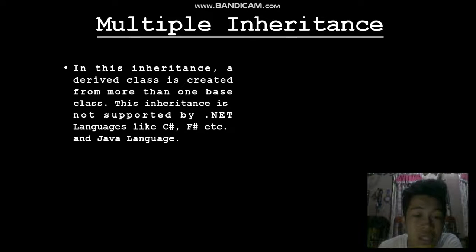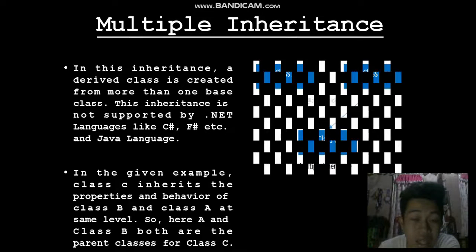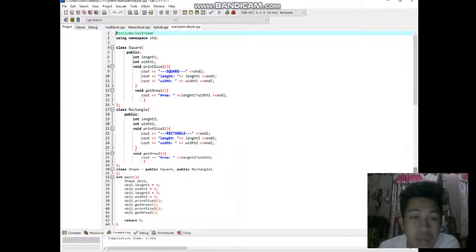Multiple inheritance. In this inheritance, a derived class is created from more than one base class. This inheritance is not supported by .NET languages like C#, F#, etc., and the Java language. In the given example, class C inherits the properties and behavior of class B and class A at the same level. So here class A and class B both are parent classes for class C. So the sample code, using a C++ program.